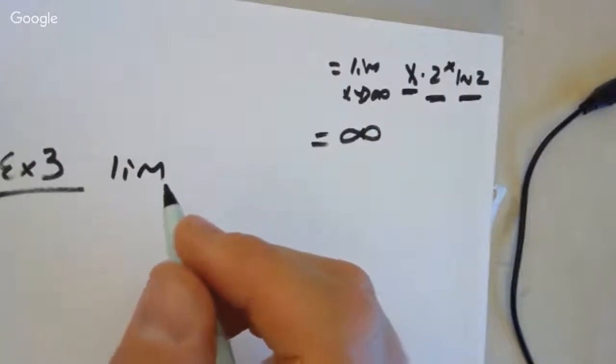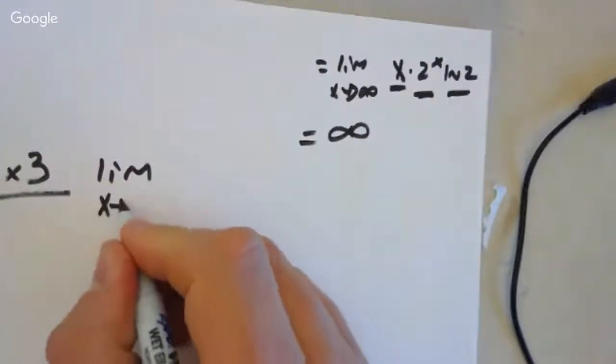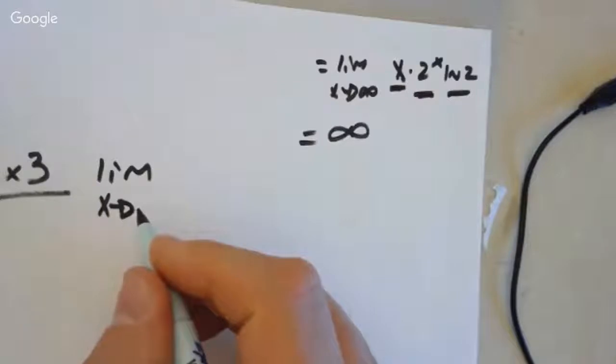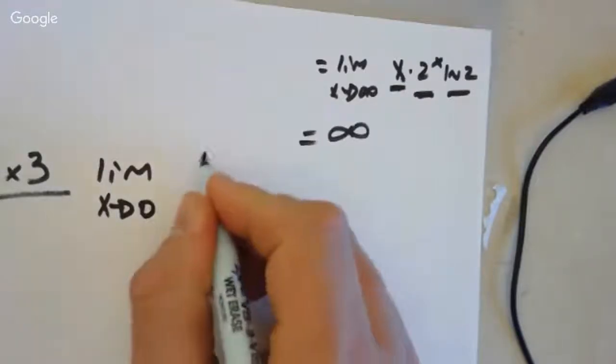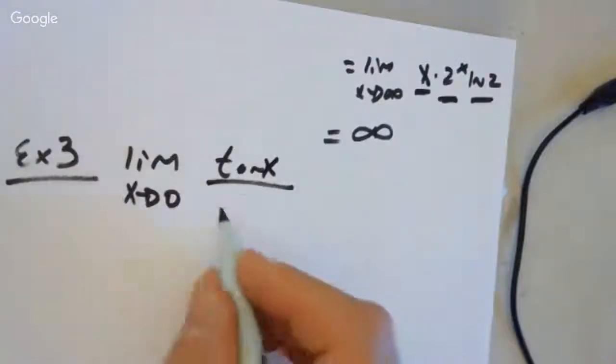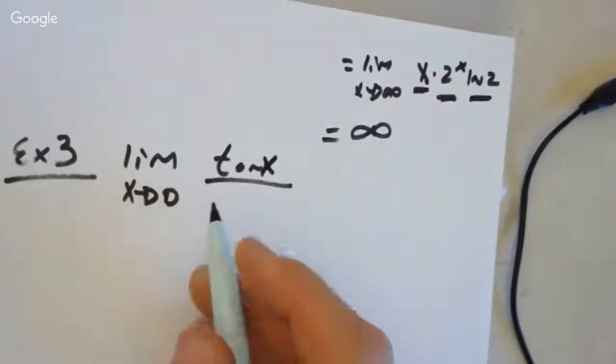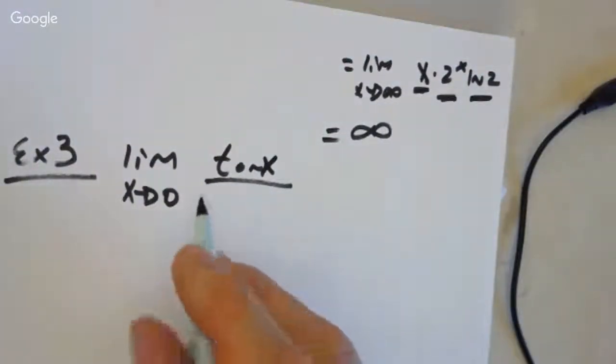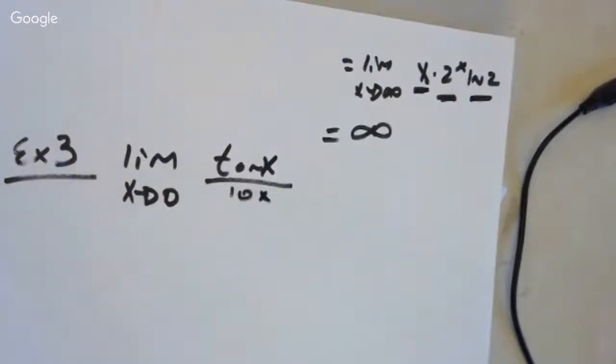What should we go for? Yep, 10x over, what should we put on the bottom? X squared or 10x? Let's go 10x. 10x.